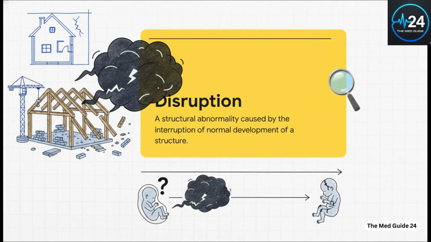Next, we've got disruption. Now, this is totally different. In this case, the blueprint was perfect. Construction was going along just fine. But then, something from the outside came in and interrupted everything, causing damage. The key here is that the initial plan was fine. It was an outside force that caused the problem.